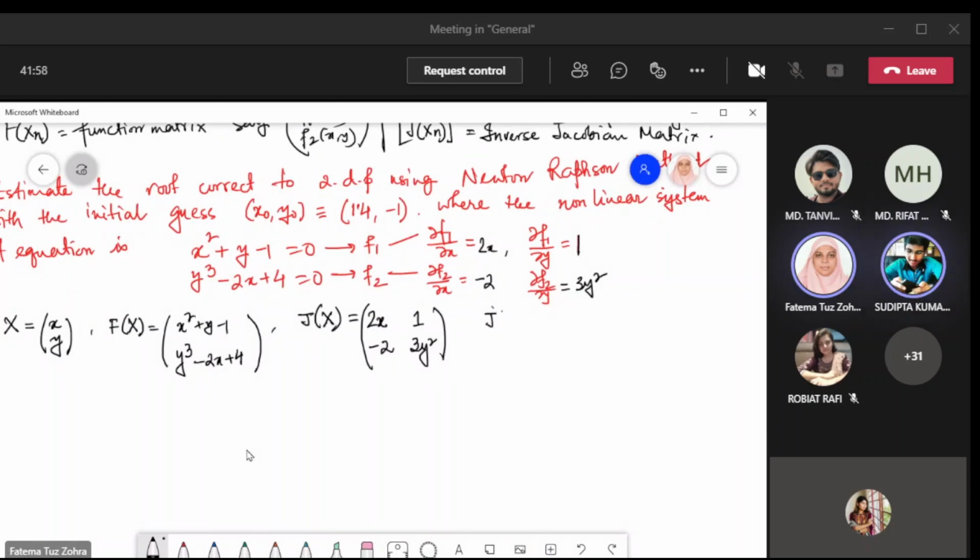It has 3y squared, minus 1, plus 2, and 2x. For 3y squared and 2x, the positions swap, and the signs of the other two entries change. So 2x, then minus 1 and plus 2. Is it the inverse or the adjoint matrix of J? No ma'am, after that we have to divide by the determinant.